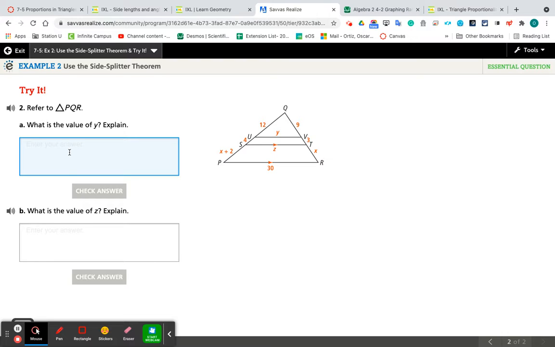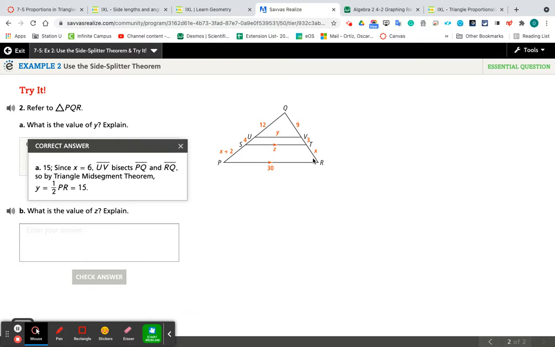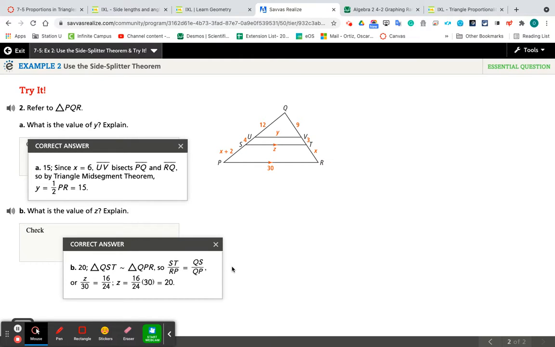So please give it a try and pause the video when you feel you're ready, then check your answer. Yes, y should be half of the length of PR. And of course, this will be 20. So the value of z will be 20.